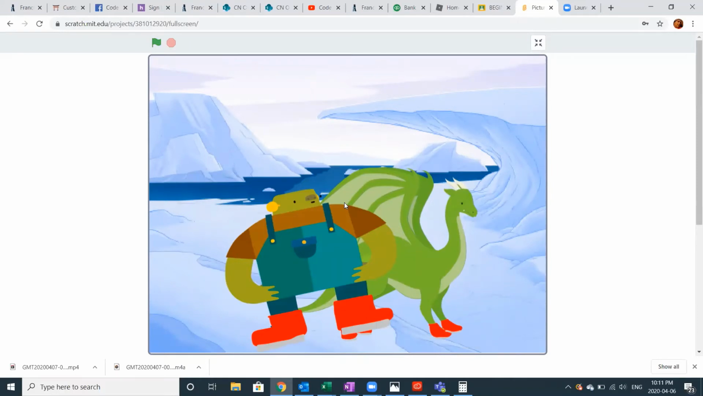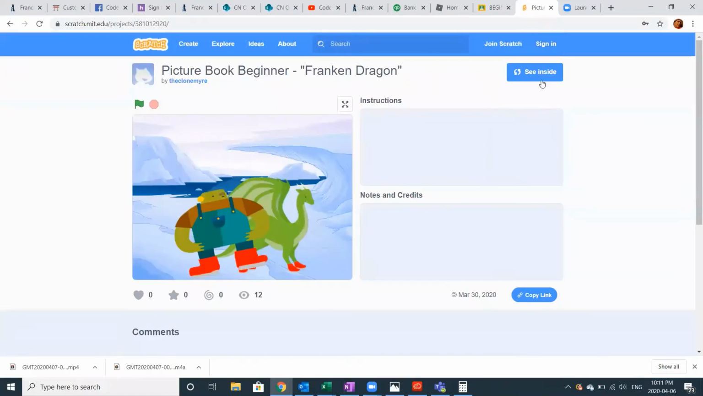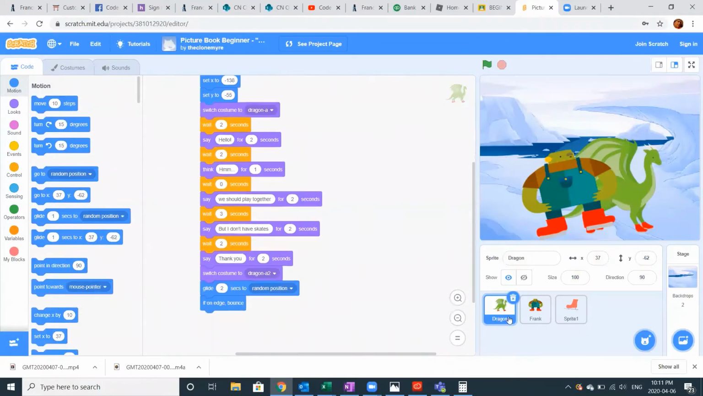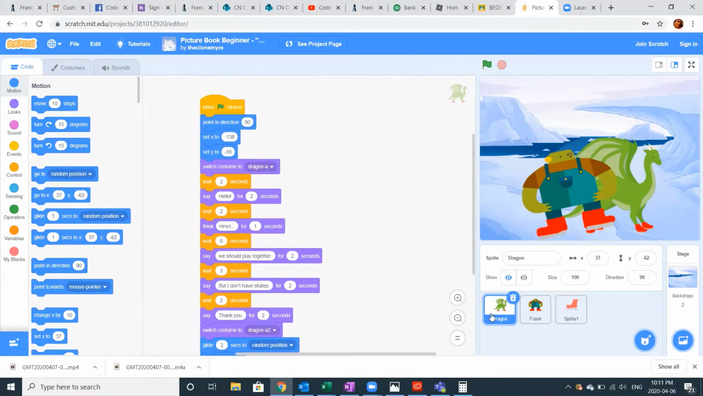Super cool, Callum. It looks like Frank and Dragon had an awesome time skating together. So let's take a quick peek at Callum's code. As you can see, the two characters in Callum's story are Dragon and Frank. He also created his own pair of skates, which is really awesome. So that's his third sprite. Behind each sprite, there is the code, and the code tells that sprite or that character what to do. So in this instance, we're looking at the code for the dragon sprite.